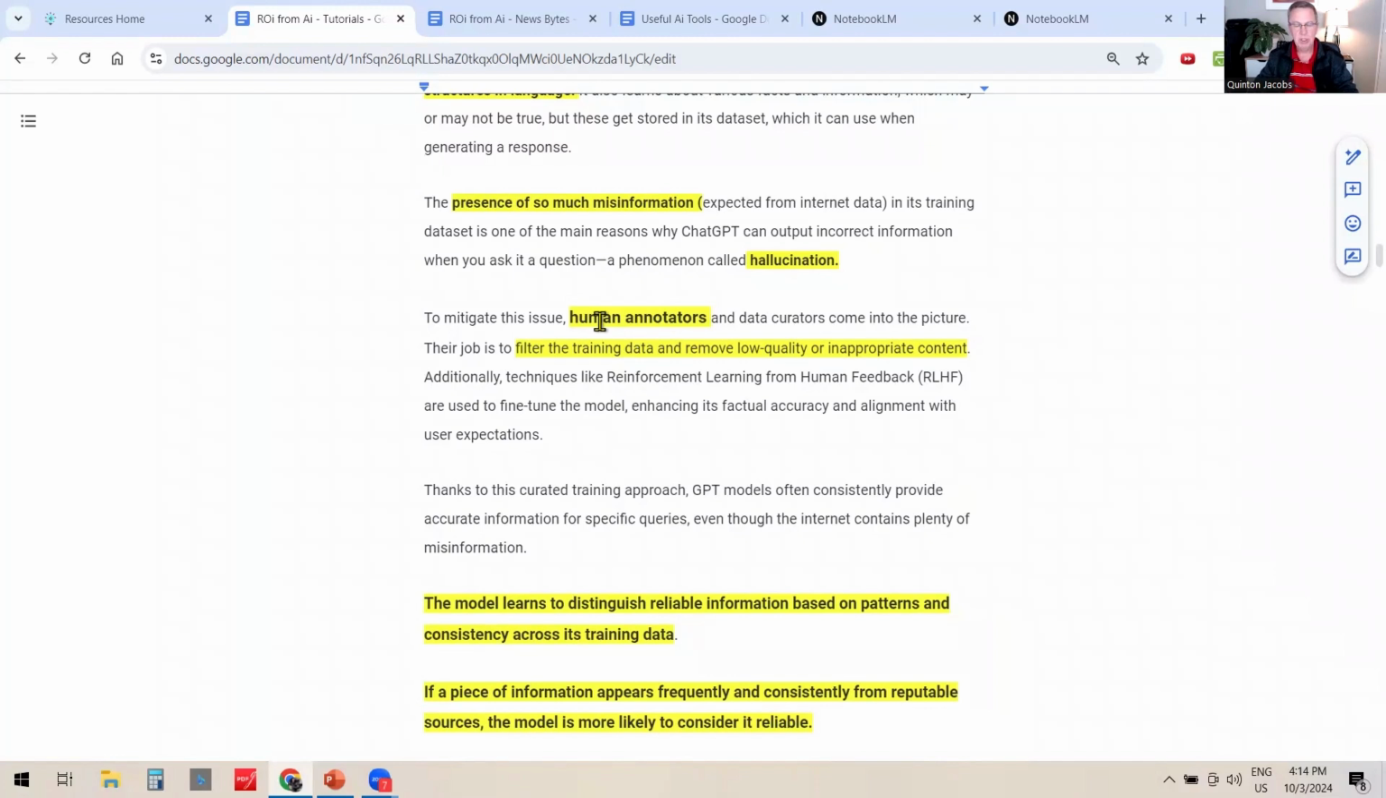But now what these large language models have done to mitigate the issues is to actually put human annotators and data curators in the picture. And these people, their job is basically to filter the training data and remove low quality, inappropriate content. So that's basically to clean this up and to limit the hallucinations.